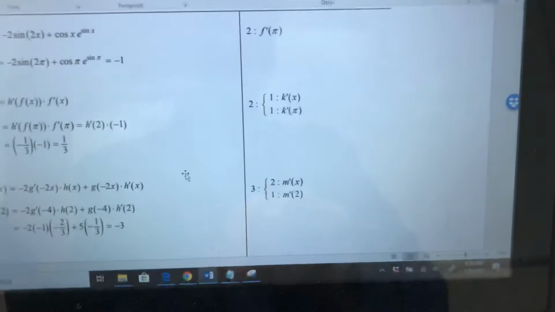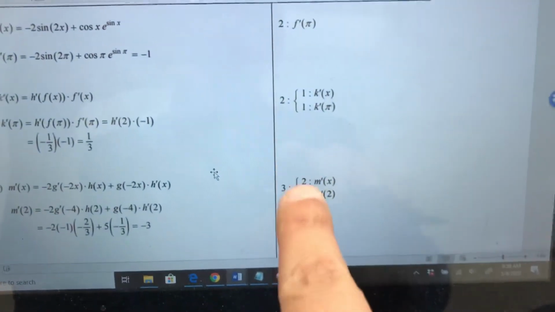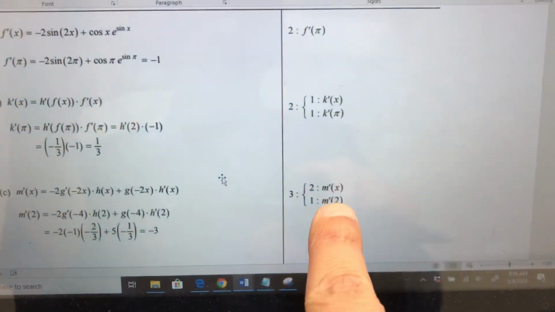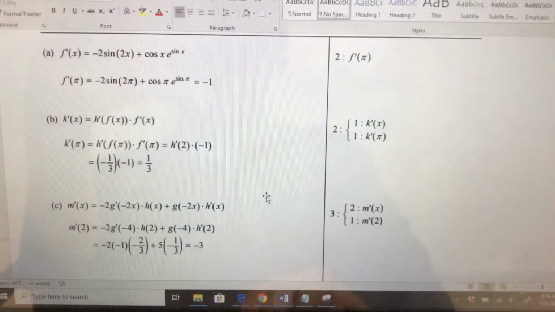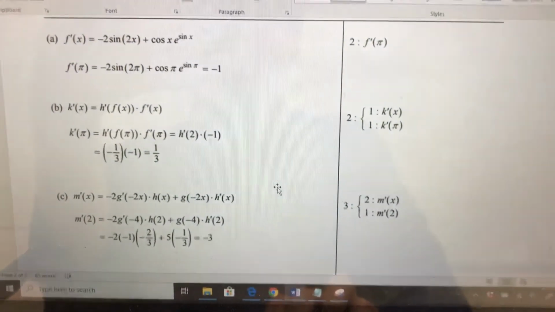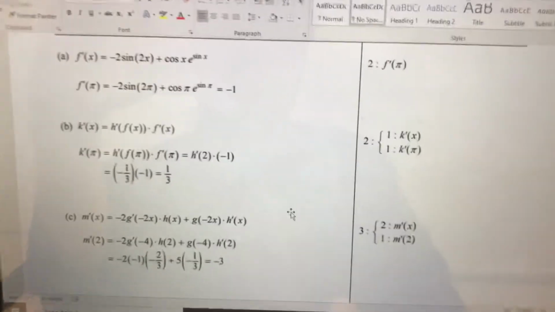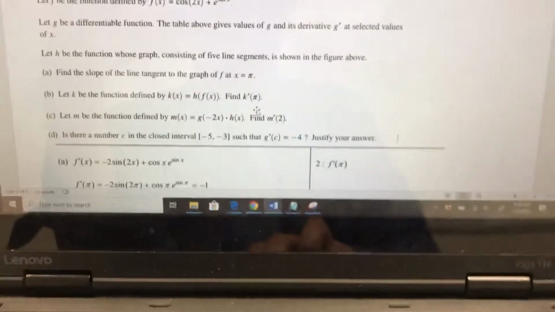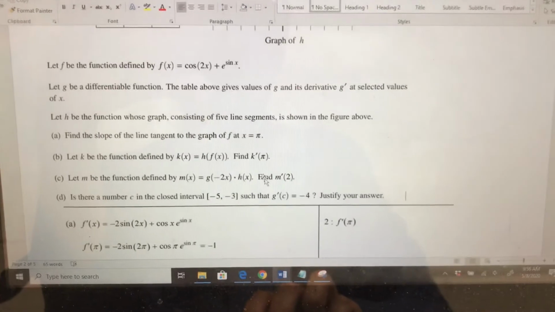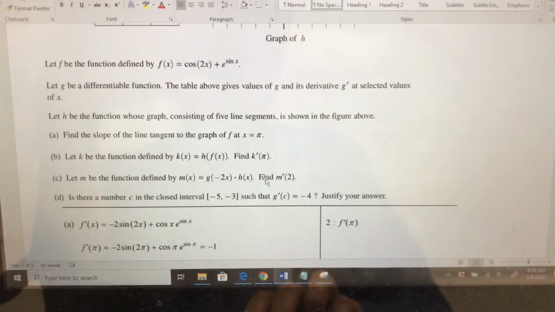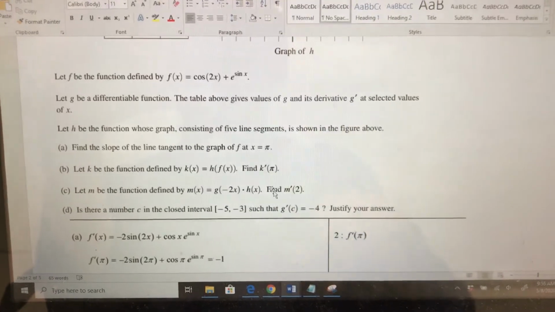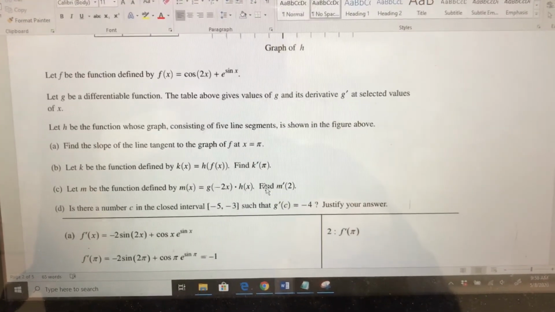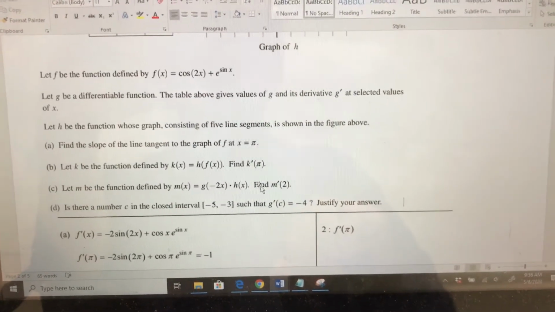But if we go back here and look, I would have gotten a point for the derivative. Oh, actually, my derivative was wrong, too. Yeah, they lost a lot of points there. Anyway, I think I would have gotten 1 point there, but let's go on to the last part. Okay. Part D, is there a number in the closed interval such that g prime is equal to negative 4? And they want you to justify your answer.